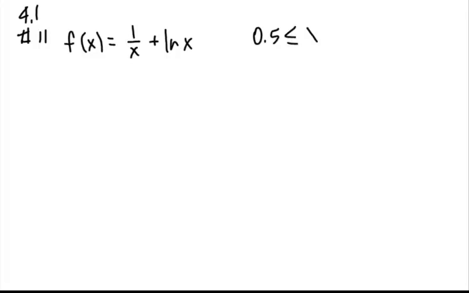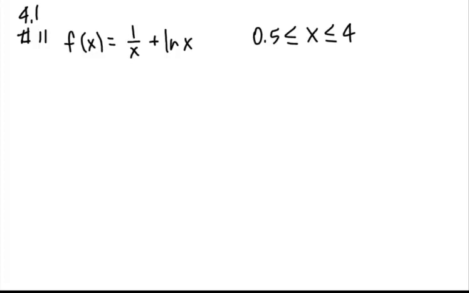Alright, so number 11 from 4.1. And what we want to do is take a function that they've given us, 1 over x plus natural log x, on the closed interval 0.5 is less than or equal to x is less than or equal to 4. And we need to use analytic methods to find the extreme values of the function on the interval and where they occur. This is where your calculus comes in.